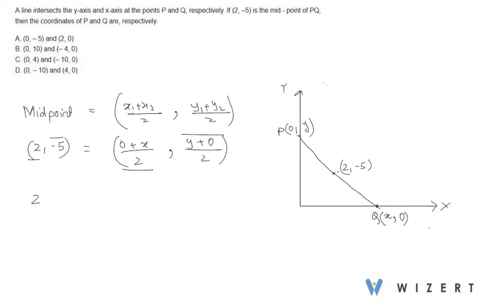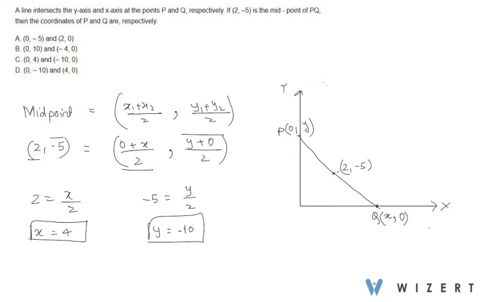So we get 2 equal to x by 2. Because 0 plus x is x, that gives us x equal to 4, and -5 equal to y by 2. That gives us y equal to -10, since y plus 0 is y. So we got y equal to -10 and x equal to 4.